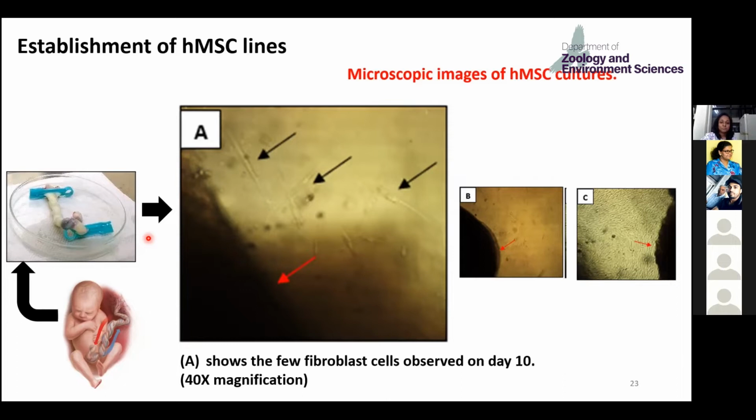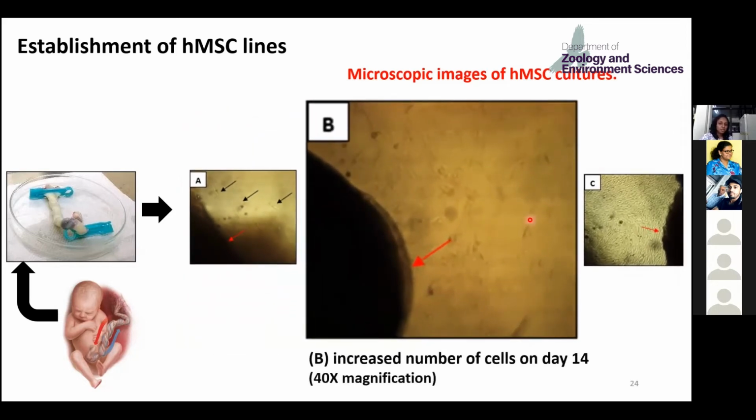they were kept in a tissue culture flask for a few days with culture medium and under standard cell culture conditions. And this was the result. So if you can see here, these thread-like structures are the cells which have come out of the tissue on day 10. There were very few.